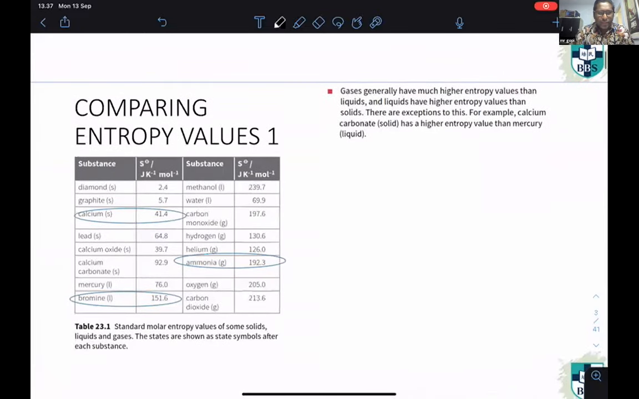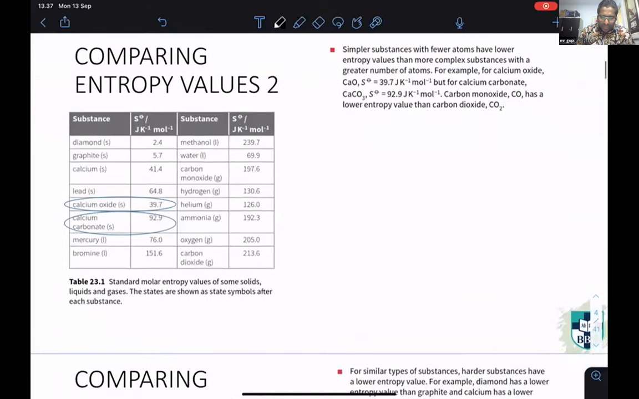Now, comparing the entropy value, we have certain factors that you need to know. It's a measure of disorder. Something that has more disorder has greater entropy. So if you look at gases, gases have higher entropy compared to liquid, and solids generally have lower entropy. You can see all the examples that I've circled over there.